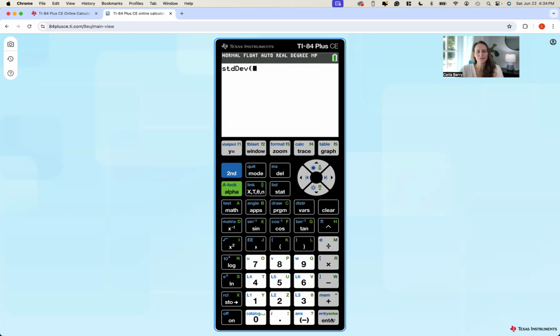I'm going to press enter. There's an open parentheses here because the calculator needs us to tell it what we are trying to find the standard deviation of. So I'm going to press second stat and insert list 1. And it gives me the standard deviation of list 1. I could also press second stat, go over to math, and let's find the median, and press second stat, insert list 1, and it gives me the median of that list. So the stat button is super easy and straightforward to use.